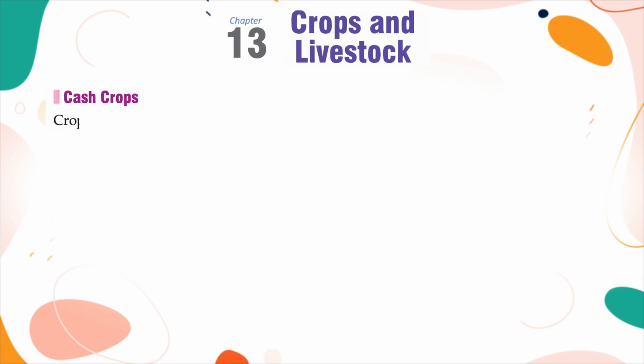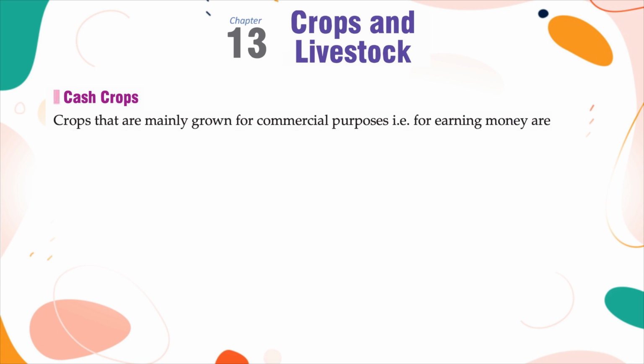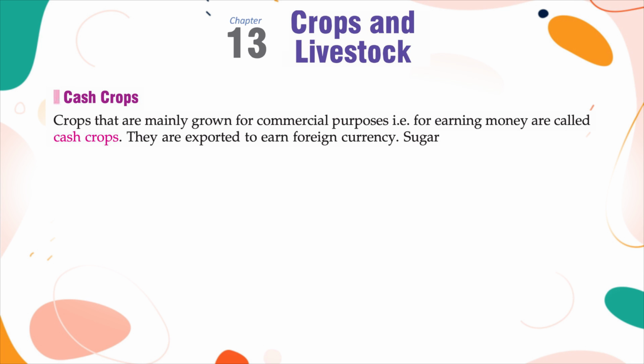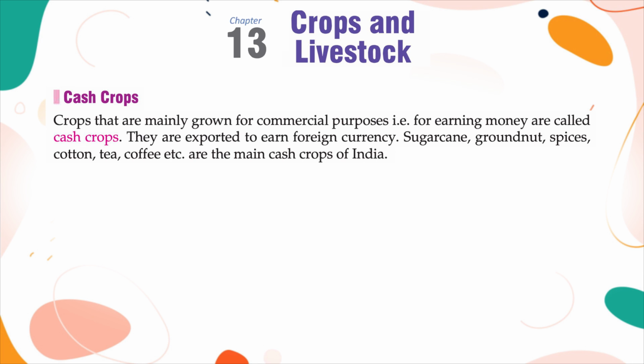Cash crops. Crops that are mainly grown for commercial purposes, that is, for earning money, are called cash crops. They are exported to earn foreign currency. Sugarcane, groundnut, spices, cotton, tea, coffee, etc. are the main cash crops of India.